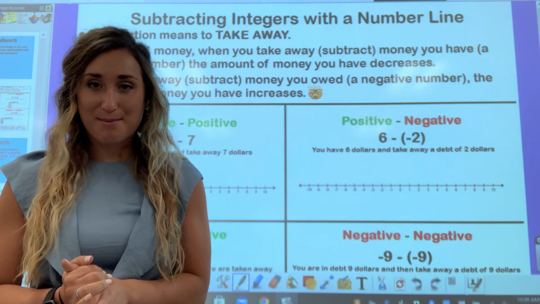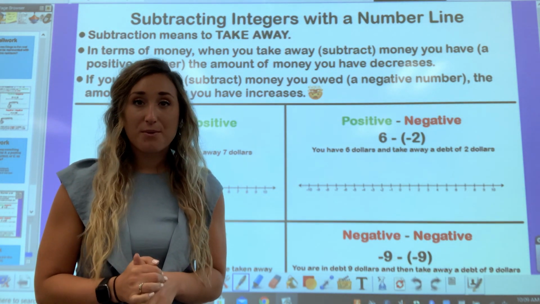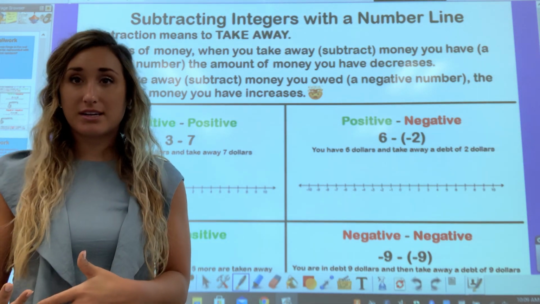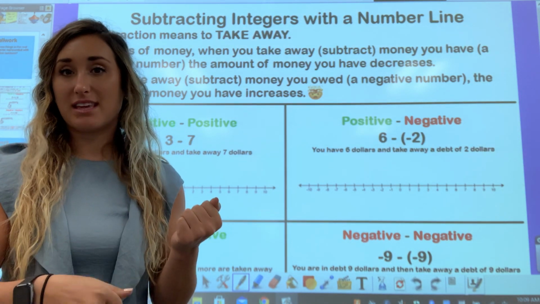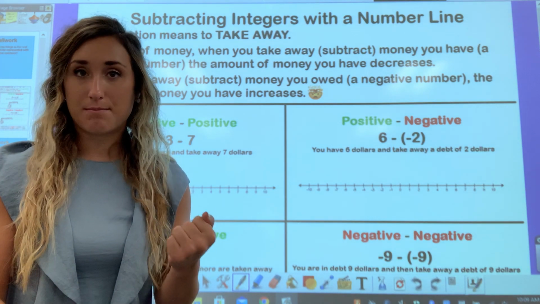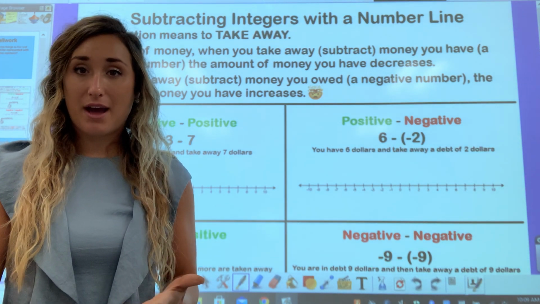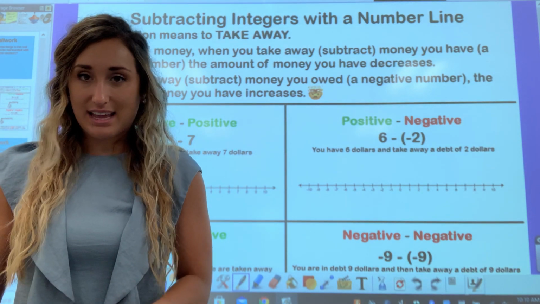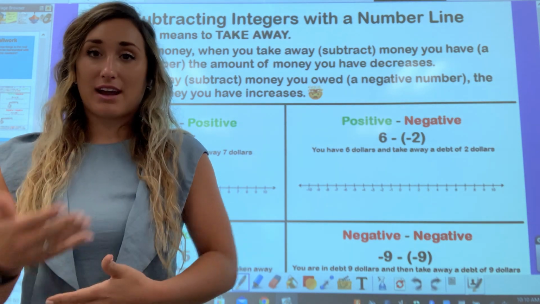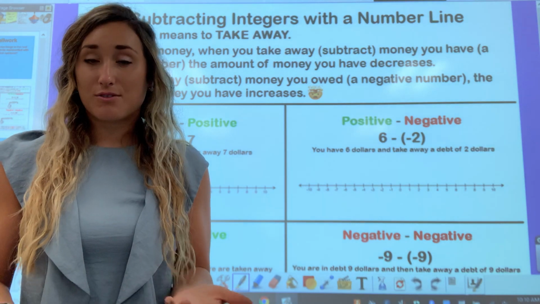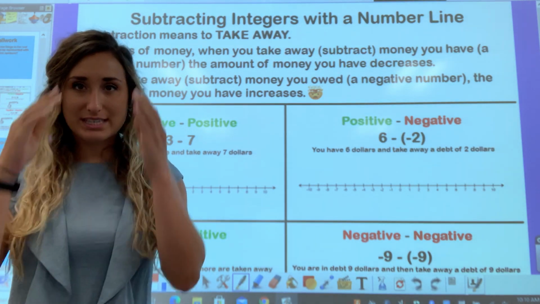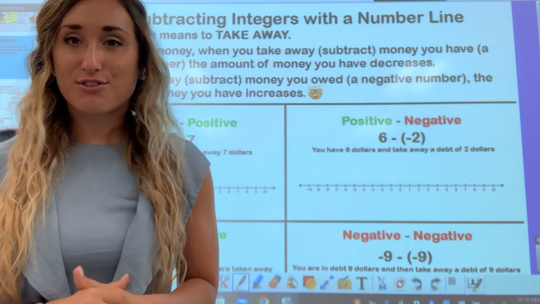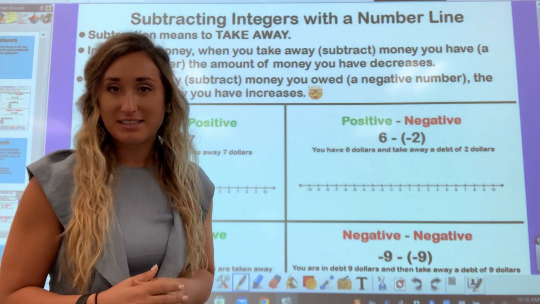This is where it gets a little complicated. If you take away or subtract money that you owed, or a negative number, so you're taking away money that you're in debt or that you owed somebody, the amount of money that you have actually is going to increase. You get rid of that negative debt, making your account or your balance higher. So I know that's kind of mind-blowing. That's what the emoji's there for. But let's go through some examples and see if it clicks.